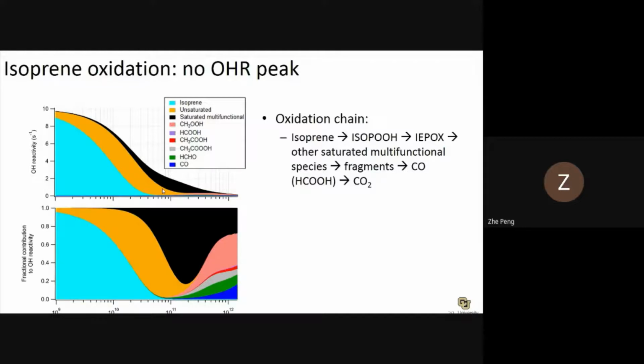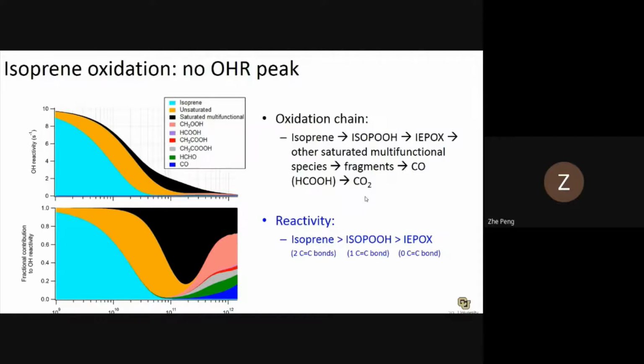The isoprene oxidation mechanism is relatively well known. We can easily find the oxidation chain for it, starting from isoprene and going to isoprene-derived hydroxy-hydroperoxide, or ISOPOOH. Then isoprene-derived epoxydiol, or IEPOX, then other saturated multifunctional species till CO2.